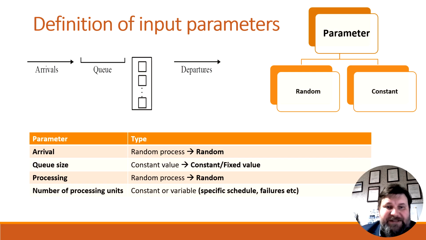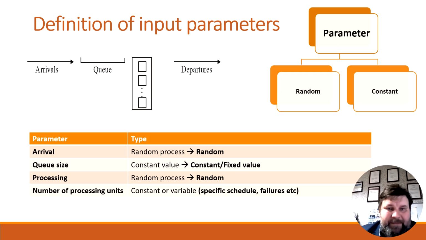In most cases, it's clear that a arrival process has a random nature, meaning that we are not able to define some specific constant interval. Again, as an example, vehicles arriving to a warehouse. A queue size, most probably it has a constant value. I'm talking here about the maximum possible queue size.